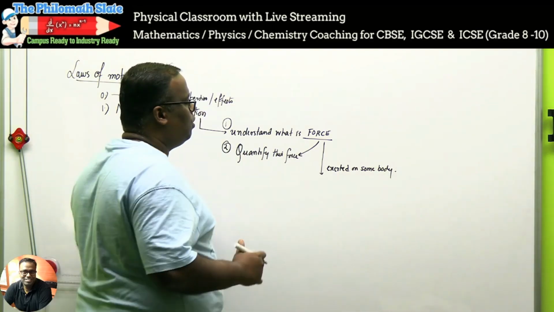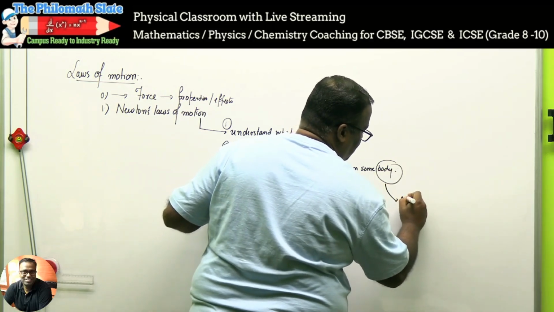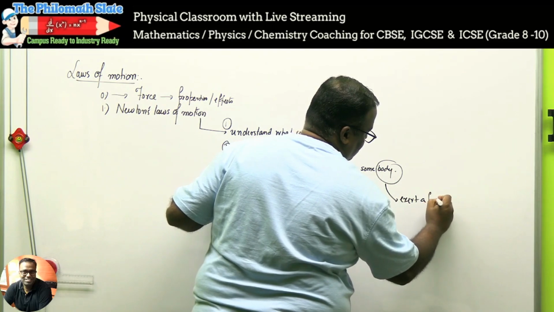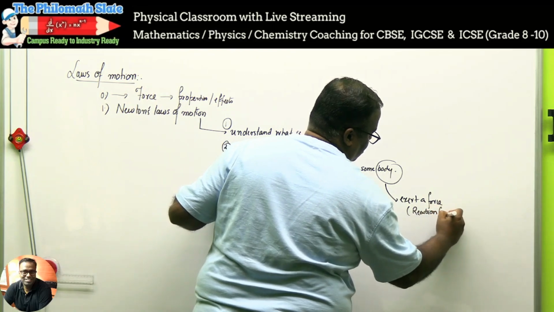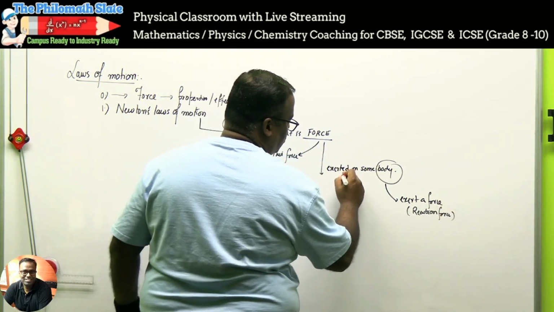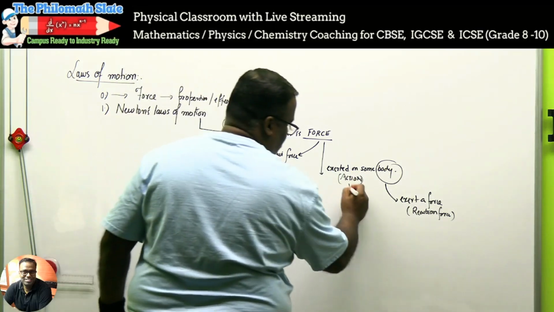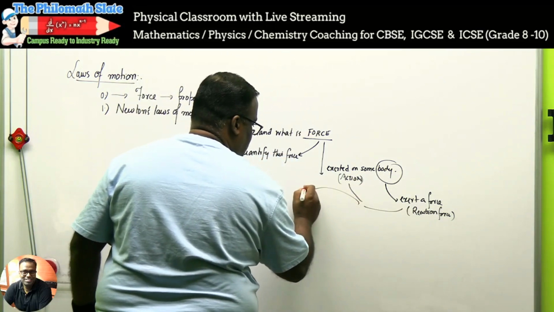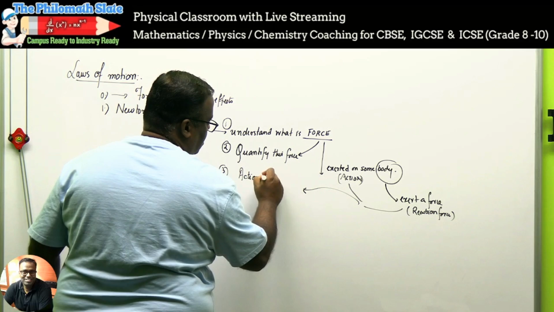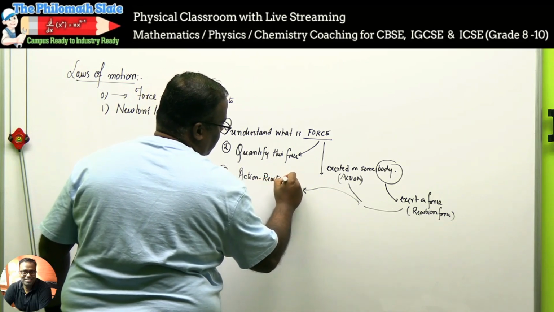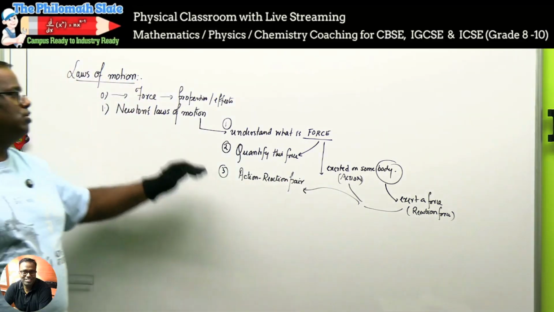And third law, what happens? You give power to this body. The body will also exert a force, right? Which we usually call the reaction force. So the force exerted on some body will be known as the action force, and the body will exert a force. This is called the reaction force. So this comes in your third law, which will be known as action reaction pair. This is what Newton's laws of motion will cover.